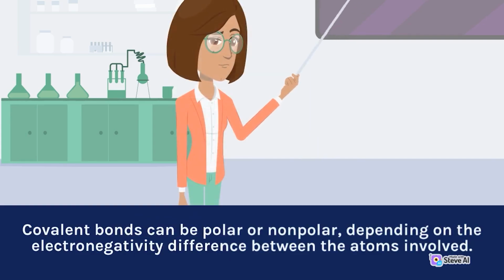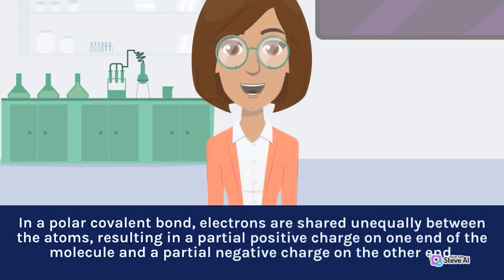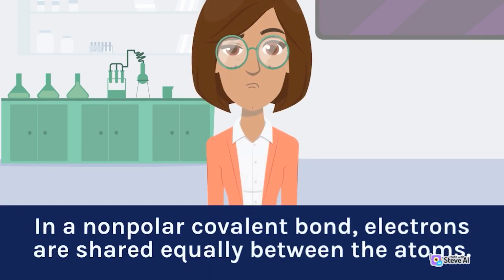Covalent bonds can be polar or nonpolar, depending on the electronegativity difference between the atoms involved. In a polar covalent bond, electrons are shared unequally between the atoms, resulting in a partial positive charge on one end of the molecule and a partial negative charge on the other end. In a nonpolar covalent bond, electrons are shared equally between the atoms.